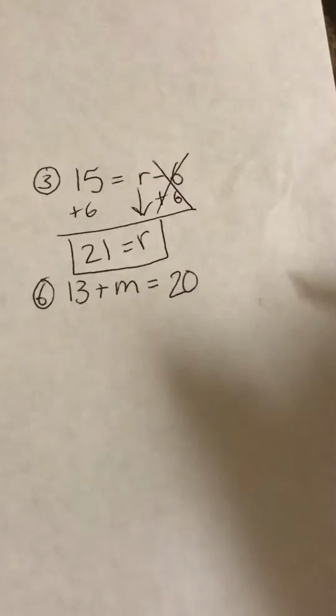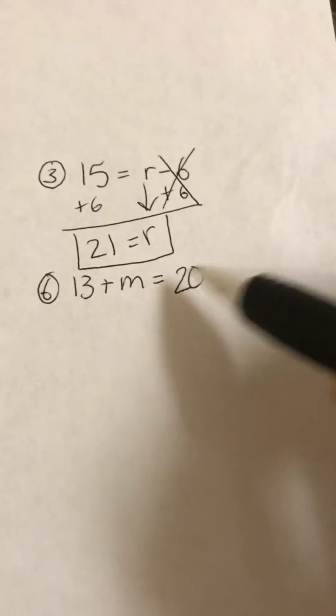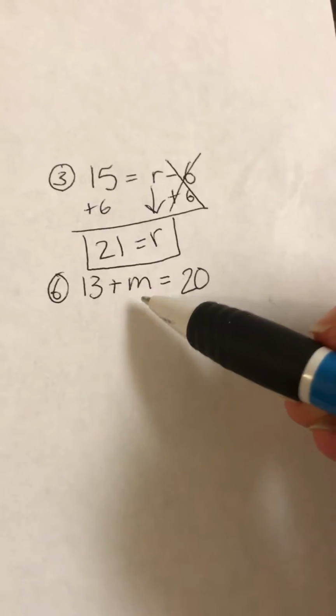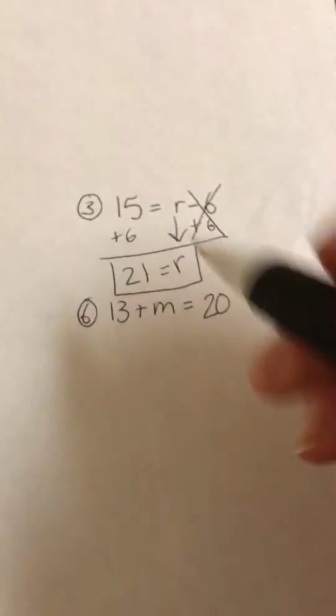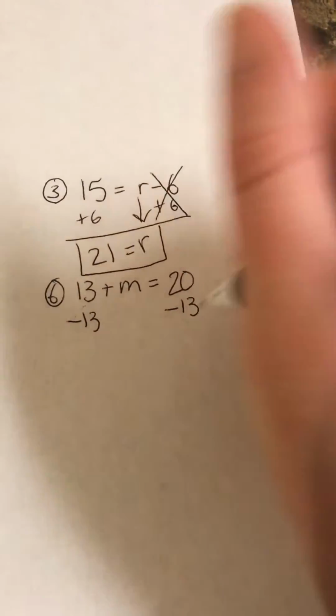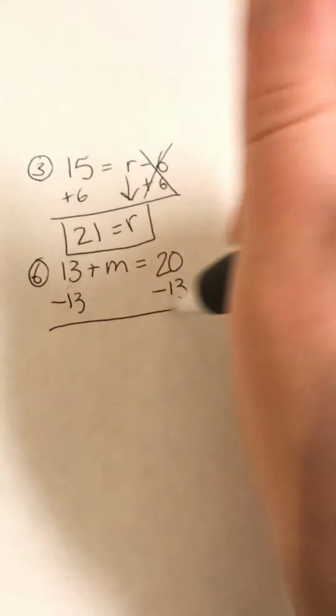6. This one says 13 plus m equals 20. We have to get this m by itself. To do that, we're going to have to do the opposite of this number, okay? Minus 13. This is a plus 13. Let's minus that 13. Minus it on this side. What you do to one side, you have to do the other.